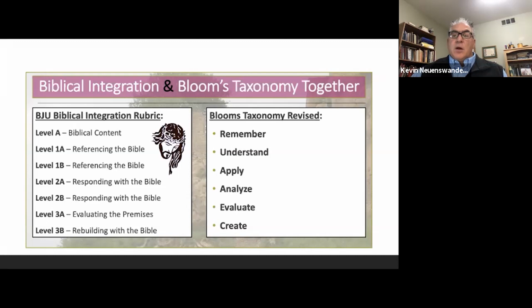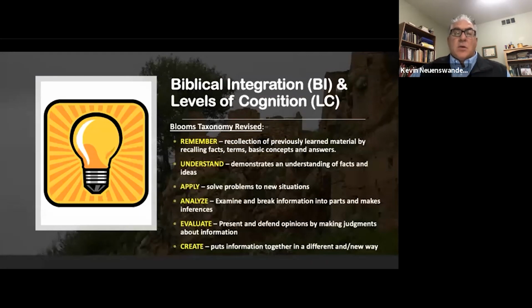And as we move from the lowest level of remembering to the highest level of creating, we raise the depth and robustness of cognition. There's a rubric on the left, level 1A, 1B, 2A, 2B, 3A, 3B, and we'll go through each one of those in just a moment. So how do we do this? How do we put them together? Biblical integration, or BI, and levels of cognition, LC.